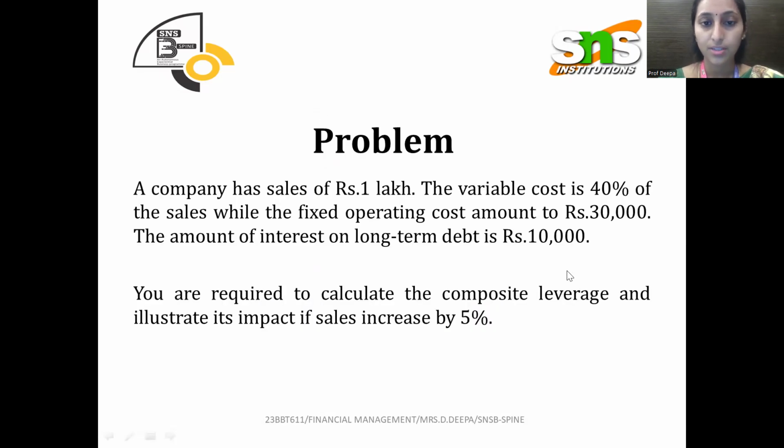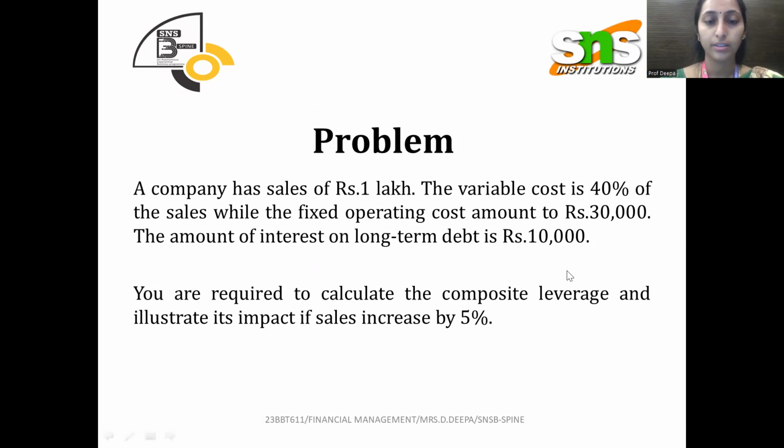A company has sales of 1 lakh rupees and its variable cost is 40% of the sales, while the fixed operating cost amounts to 30,000. The amount of interest on long-term debt is 10,000. You are required to calculate the composite leverage and illustrate its impact if sales increase by 5%.